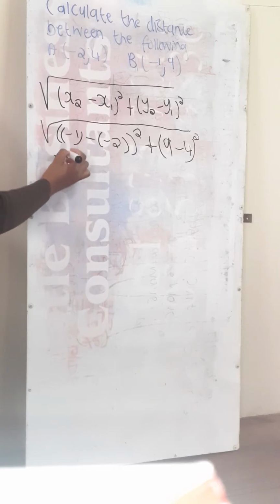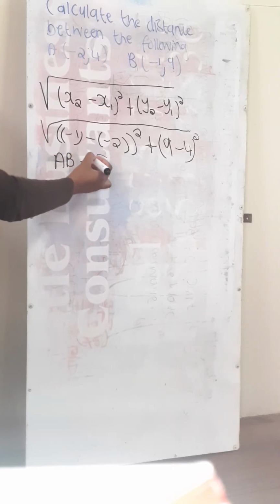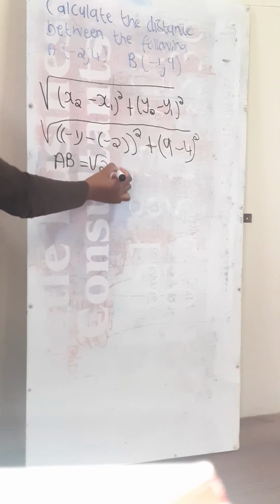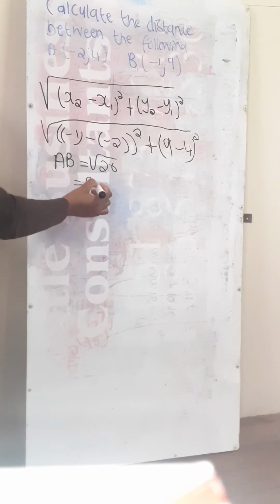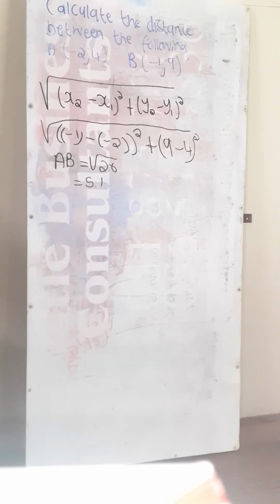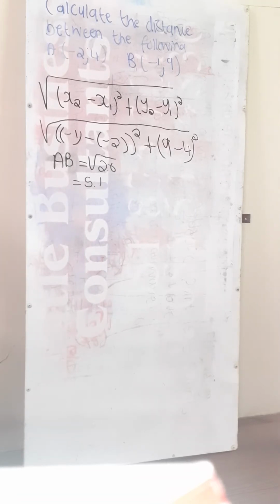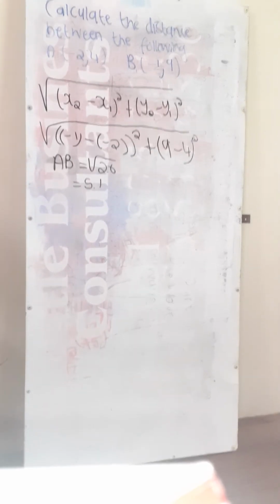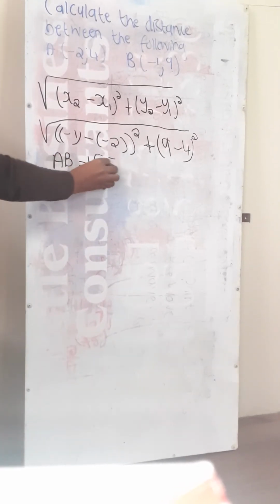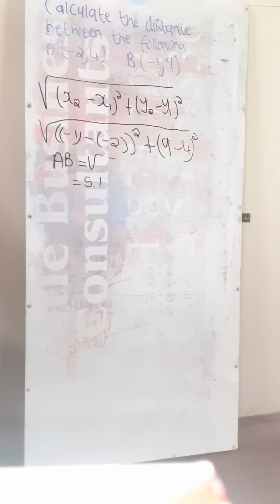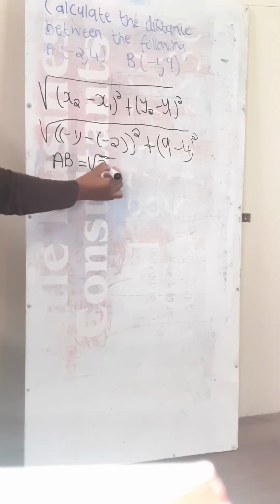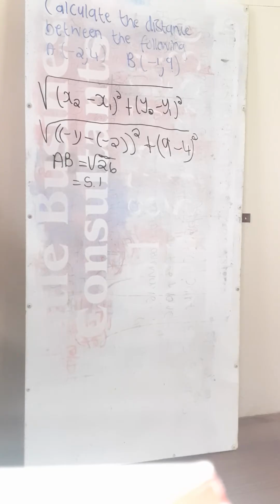Then AB will equal root 26. Sorry, not root 2.6, that is root 26, but this will be like this. When you round off, it's 5.099, so when you round it off, it will be 5.1. So that is the distance. Now that is the distance between 2 points.